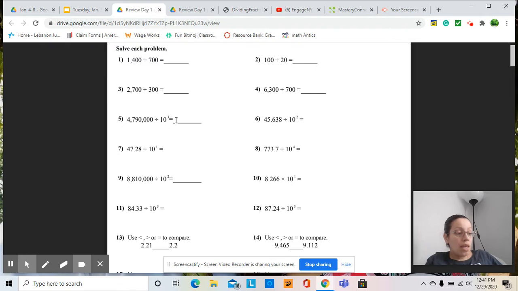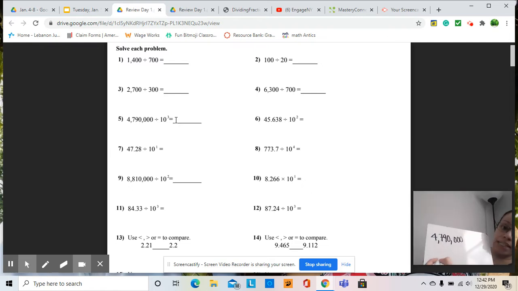4,790,000 as a number. So when I have that as a number, I have to divide. Now I'm dividing it by 10 to the power of 3. So first I need to figure out what 10 to the power of 3 means. 10 to the power of 3 means that 10 is multiplied 10 times 10 times 10. There are 3 tens. So 10 times 10 times 10. This is the meaning of 10 to the power of 3.